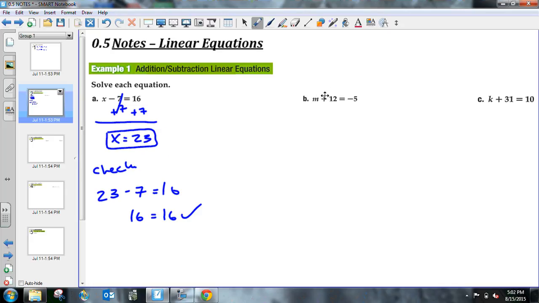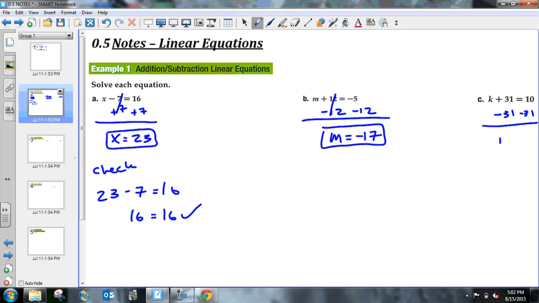So if I have m plus 12 is equal to negative 5, if I simply subtract 12 from both sides, 12 minus 12 goes away. I'm left with m equals negative 5 minus 12, which gives me negative 17. And that's my value for m. Over here, k plus 31 gives us 10. I'm going to subtract 31 from both sides. And so I end up getting that k is equal to 10 minus 31, that's negative 21. And that's what k is equal to. So pretty simple on those.